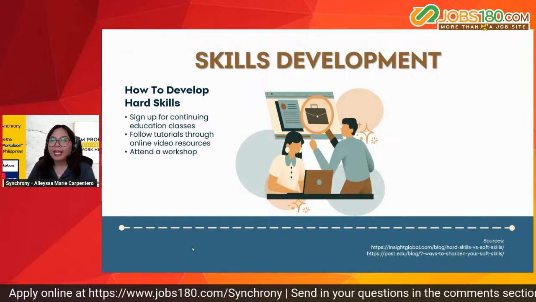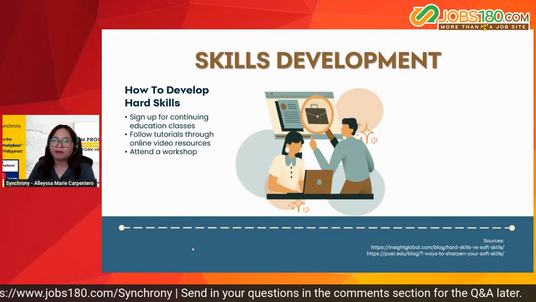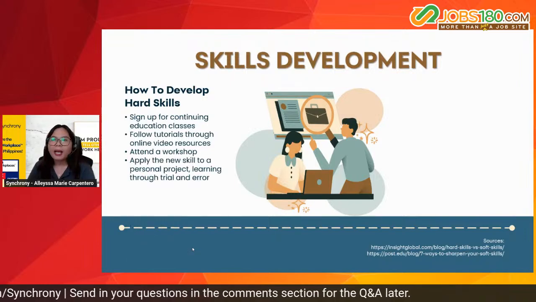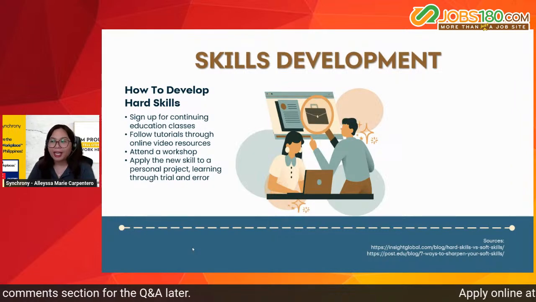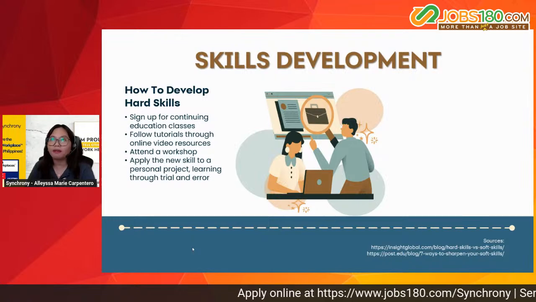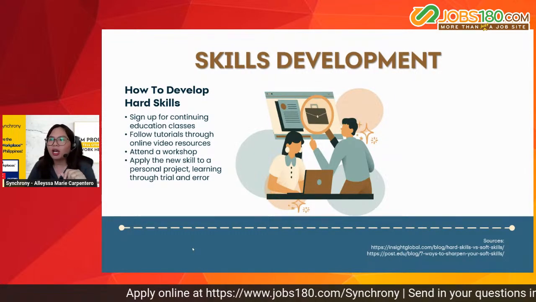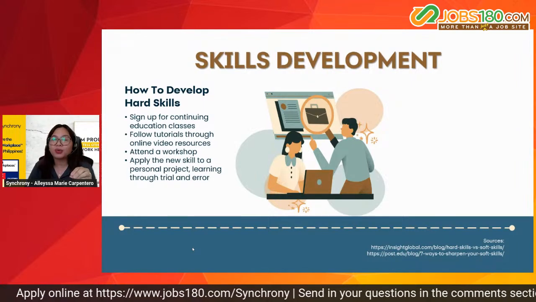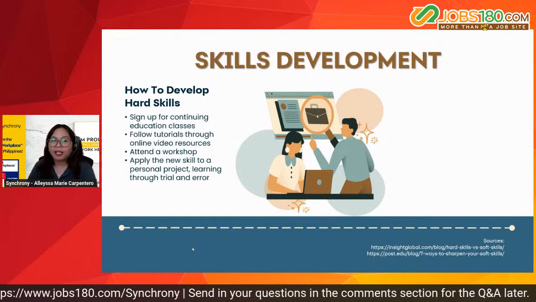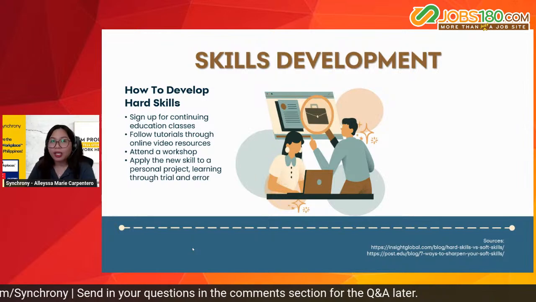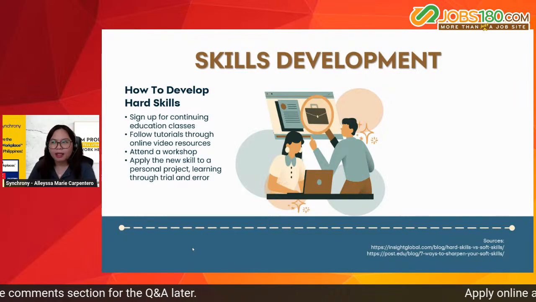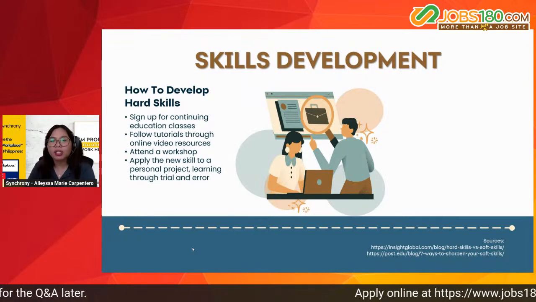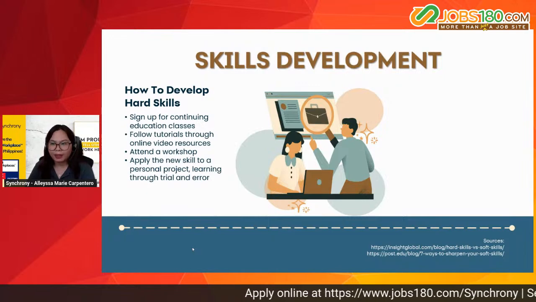And we can also attend a workshop. We can also get certifications through this. Apply the new skill to a personal project, learning through trial and error. So, for example, let's say you are already employed, or even if you are not yet employed, and you have been assigned to a specific project. Do not be afraid to do trial and error. It is usually through trial and error where we can explore what would be the best thing to do for this project, and we actually learn through it hands on.